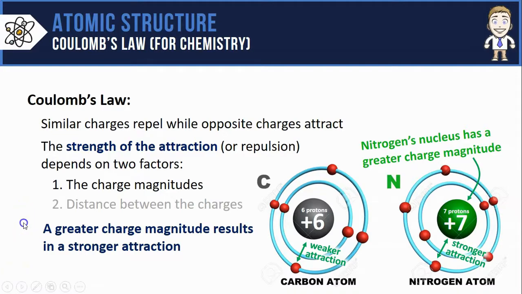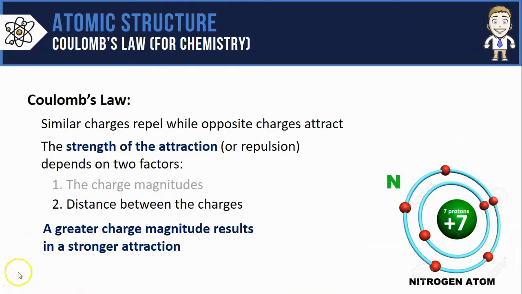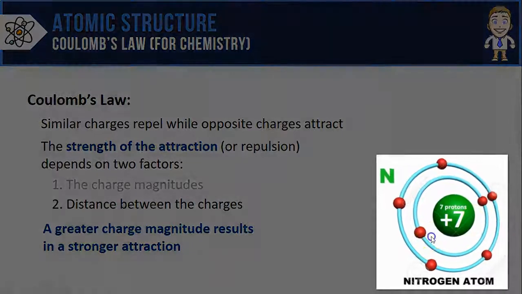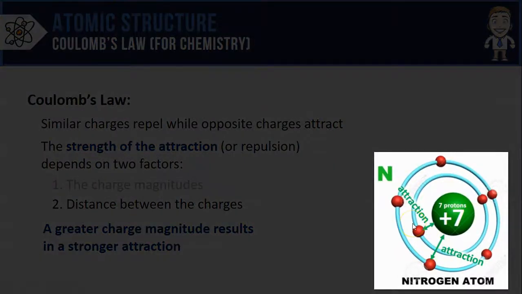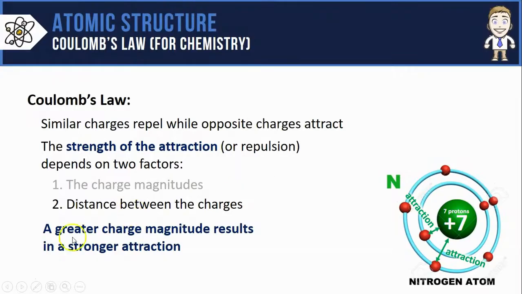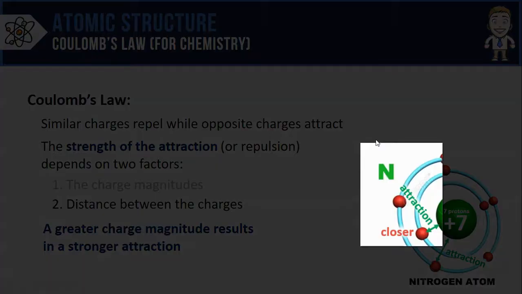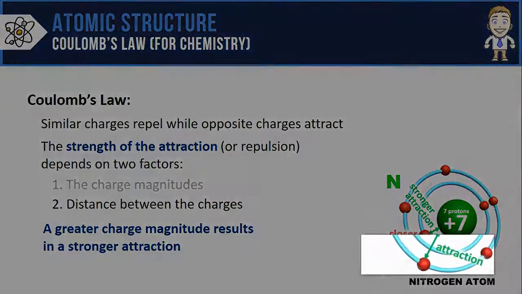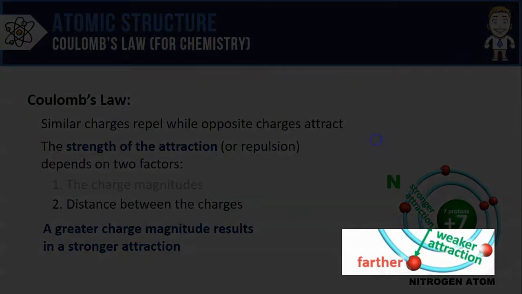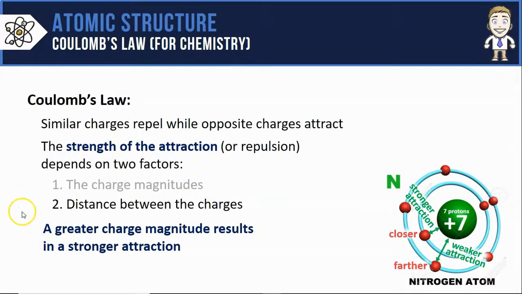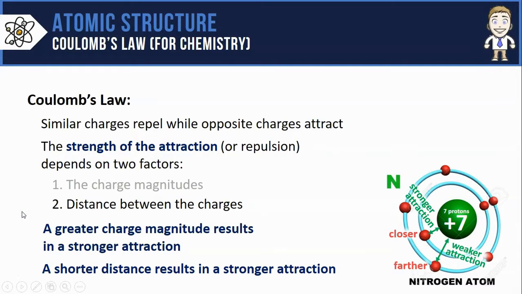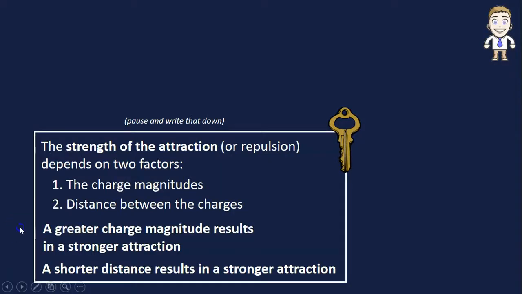Let's switch now to the second factor, the distance between the charges. In my nitrogen atom, both of these electrons will be attracted to the nucleus, but the strength of that attraction is not necessarily the same. As you might guess, the electron that's closer to the nucleus in the first energy level will have the stronger attraction to it, while the one that's farther away will have the weaker attraction. And that's another super important idea. Let's summarize it by saying a shorter distance results in a stronger attraction. These are also the key ideas for this video. Make sure that you've written them down.